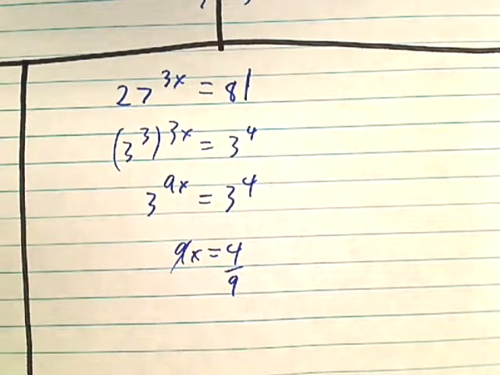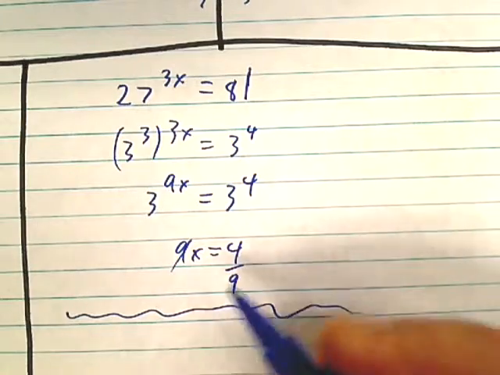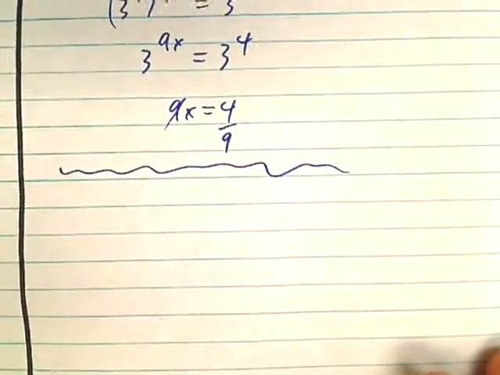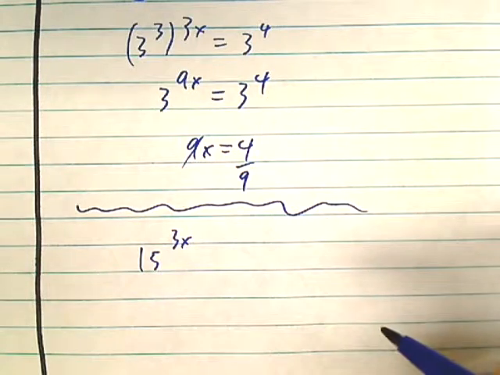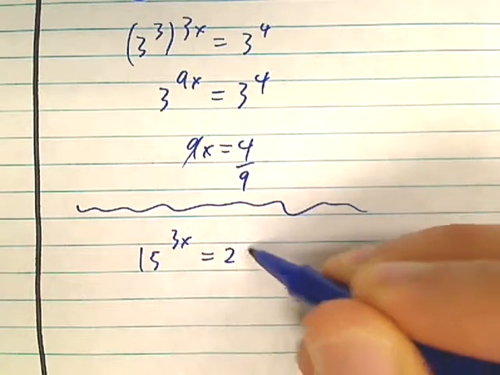Okay, I have one more example I'd like to share with you. 15 to the 3x power. Oh, that's it. That's it for that one. It's cool, huh? 15 to the 3x power is equal to 285.